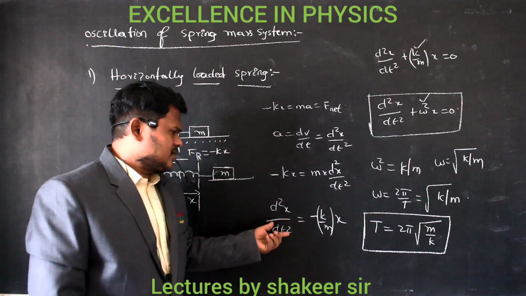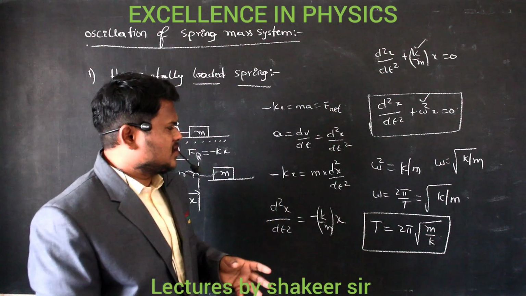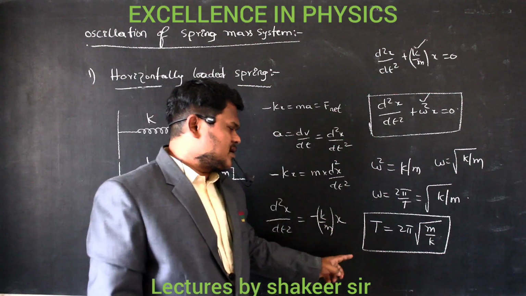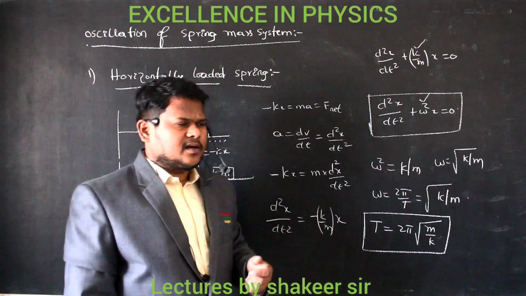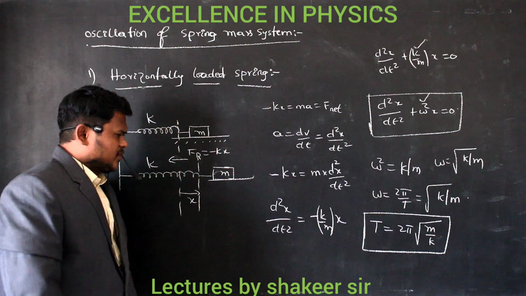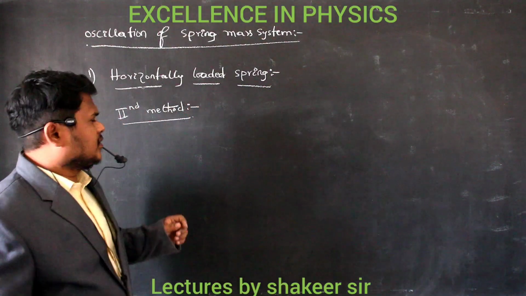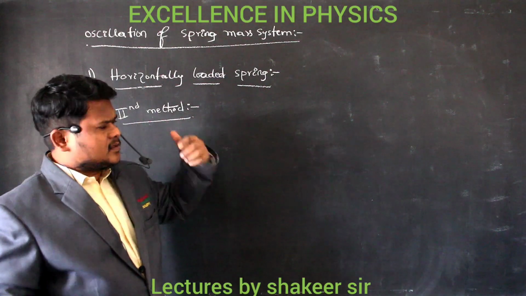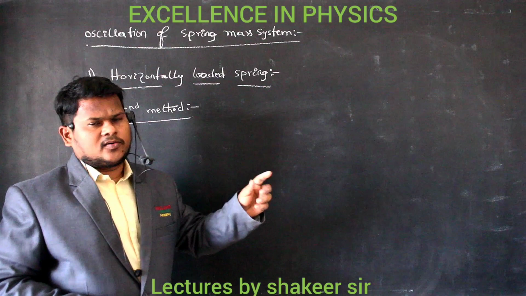So just we have tried to convert this equation into the basic equation of simple harmonic motion, and by comparing these two equations I got the equation for time period. Clear? So this is one method of calculating the time period of a body. Okay, make a note of this one. Now previously we have done by the first method. That method I can call the force method of analyzing a horizontally loaded spring.